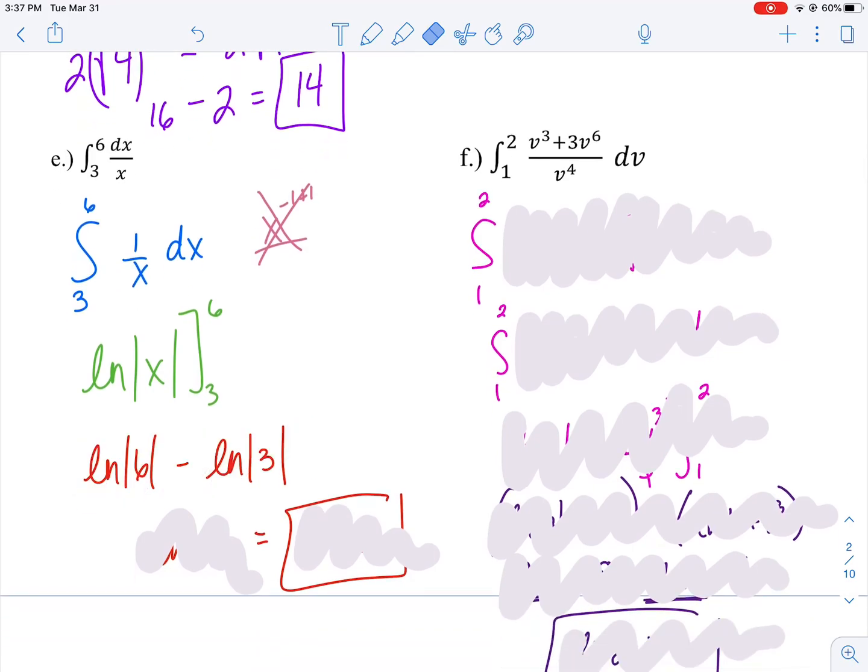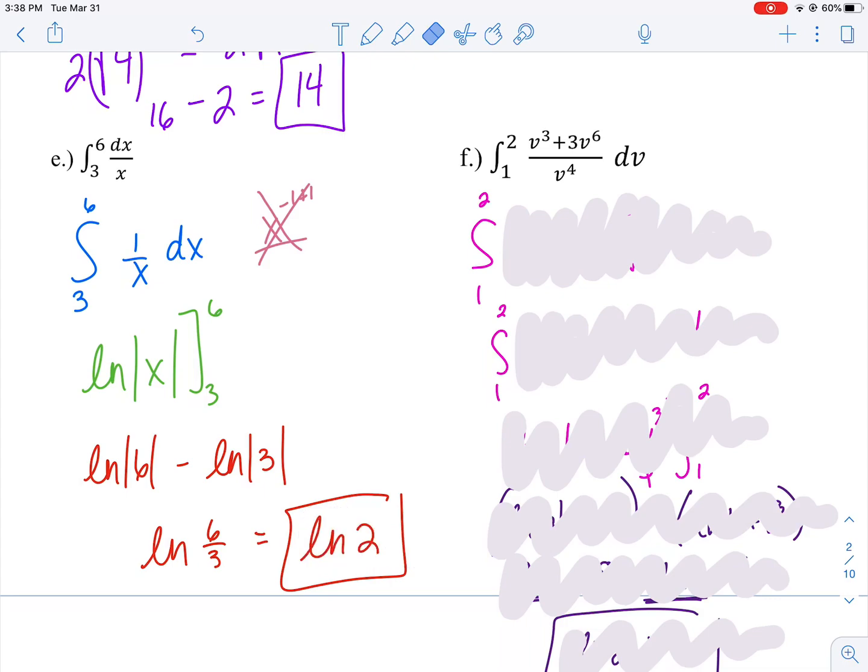That means I can plug in my upper limit, I can plug in my lower limit, and I can evaluate. So I have the natural log of 6 minus the natural log of 3. And you remember our log rules where if we have 2 different log problems, we can actually condense it, or if we have 1 log problem, we can expand it? Well, that's what I'm going to do here. I'm going to take these 2 log problems that are being subtracted, and I'm going to condense it into 1 log problem. Remember that subtraction, when I condense it, turns into division. So I end up getting a natural log of 6 divided by 3.